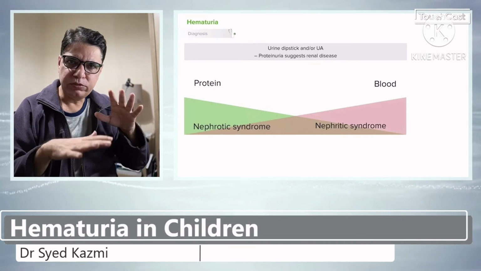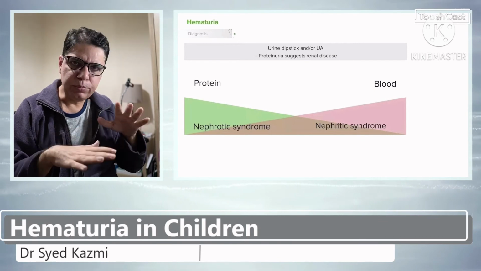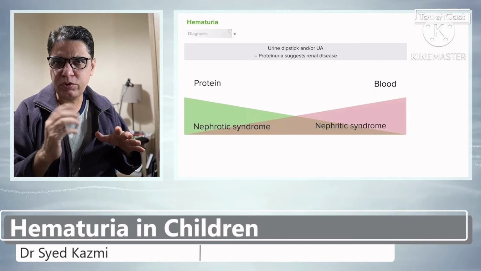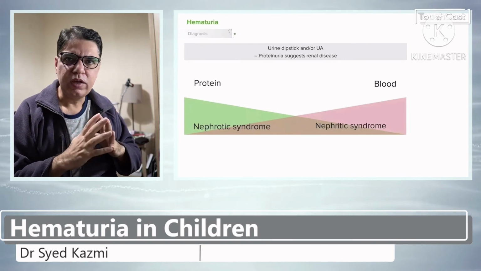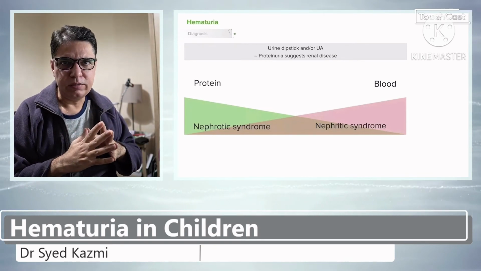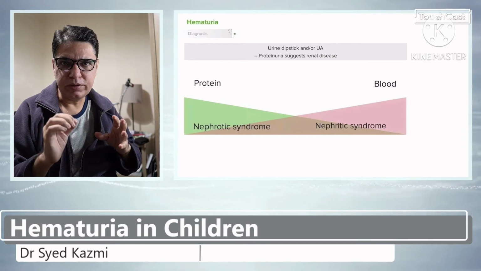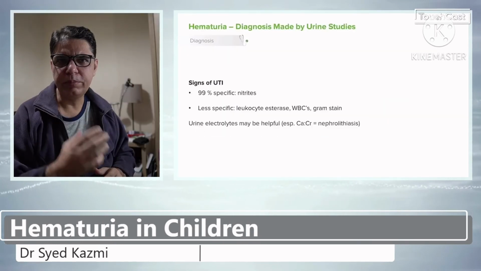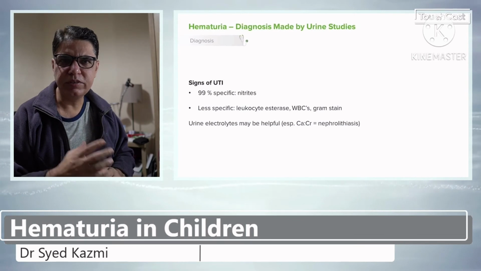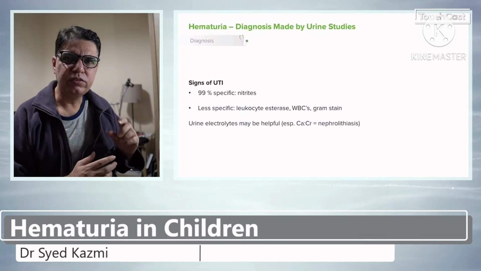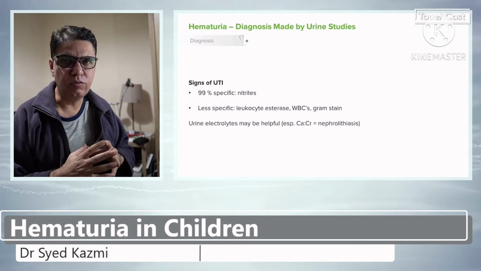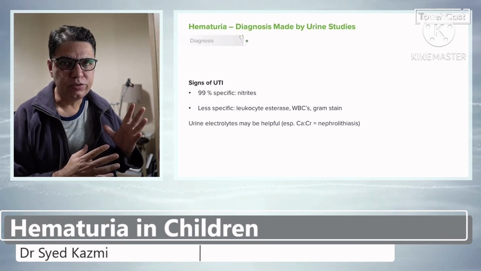So the balance between the protein and the blood levels can tell you whether it is going more in favor of nephrotic or nephritic syndrome, simply by the presence of blood and protein in a urine sample. And keep in mind that if there are symptoms and signs of UTI, then the presence of nitrites in the urine sample is very specific for a urinary tract infection.